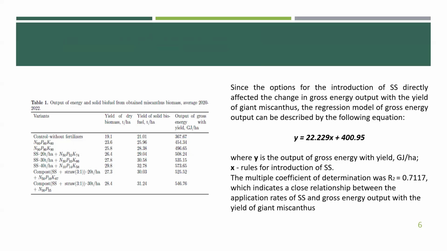Since the option for the introduction of CSC directly affected the change in gross energy output with the yield of gained miscanthus, the regression model of gross energy output can be described by the following equation.